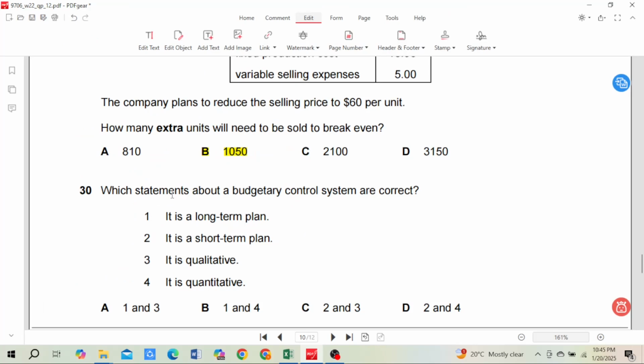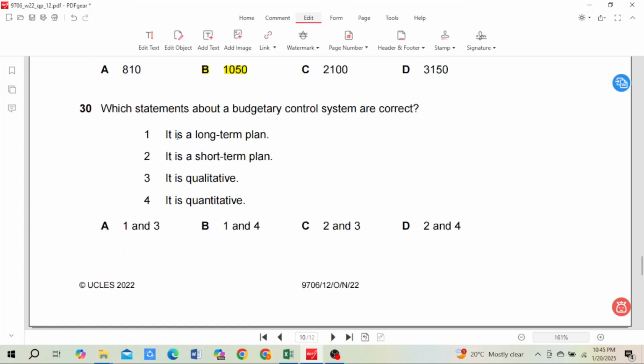And then the final question is: which statements about budgetary control systems are correct? It is long-term planning, it is short-term planning. Remember, the budget that we prepare is for the short term, so these are short-term plans. Then, is it qualitative or quantitative? Budget is based on quantity: how many, how much, by what number. So quantity is calculated here. So the correct option here is option D, 2 and 4.